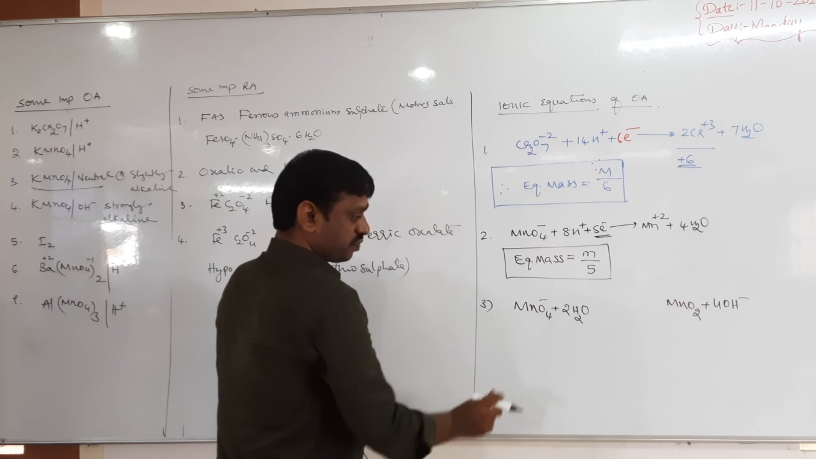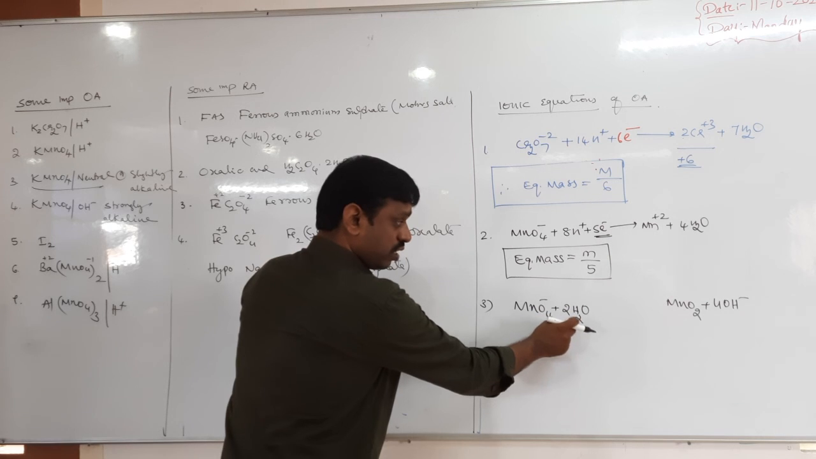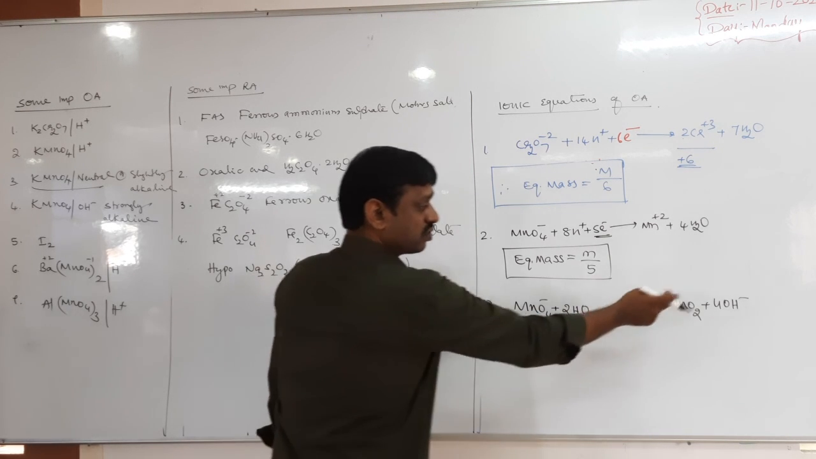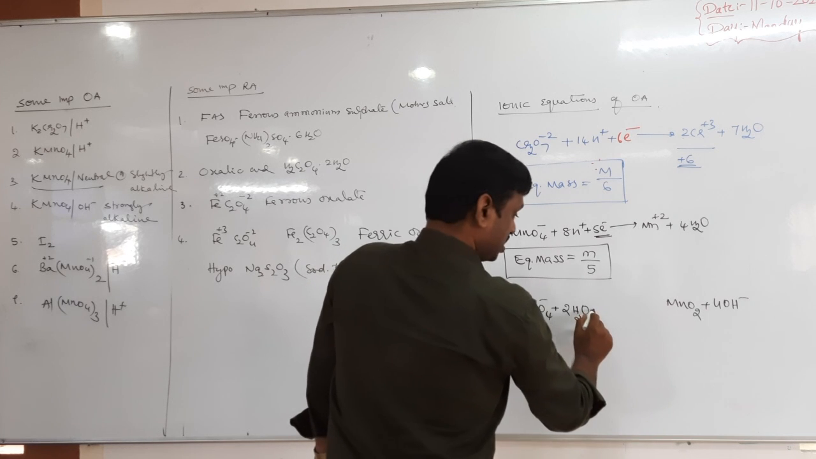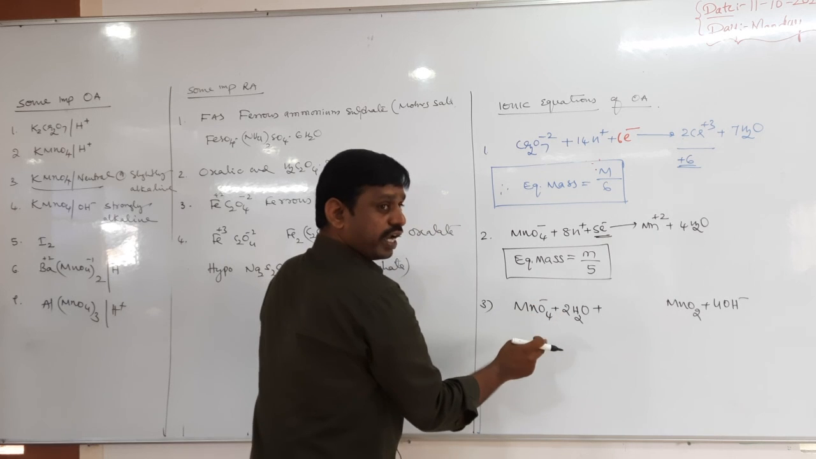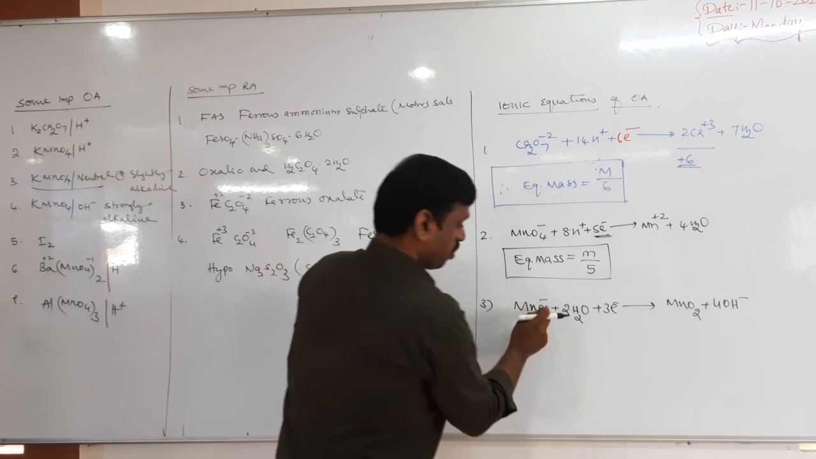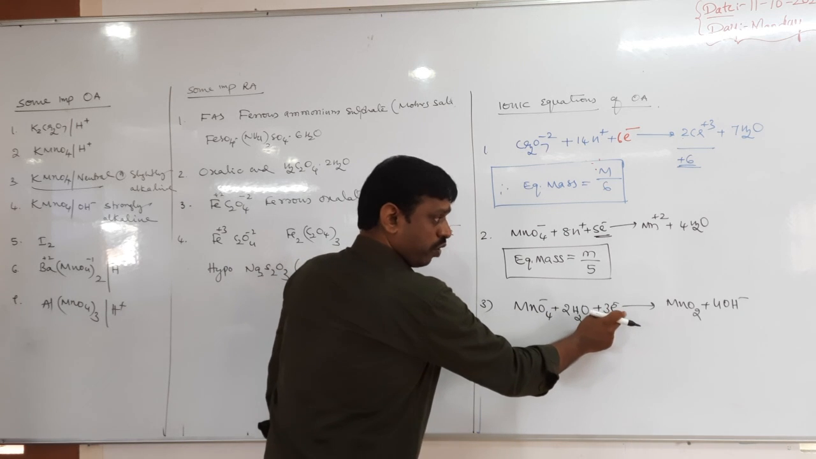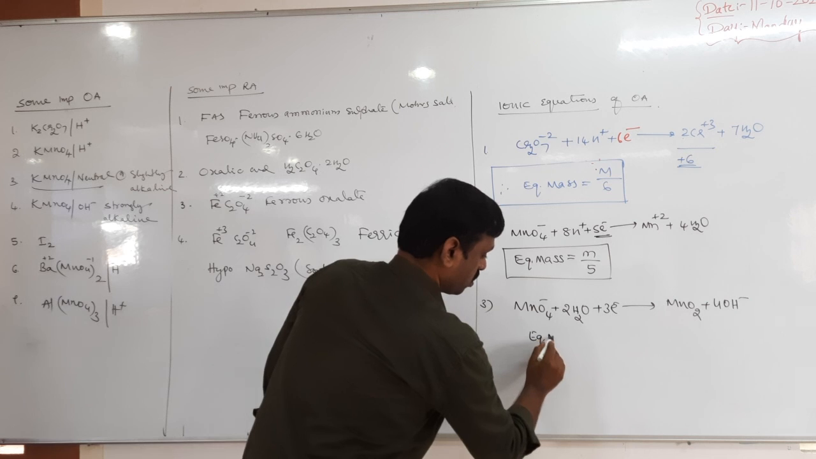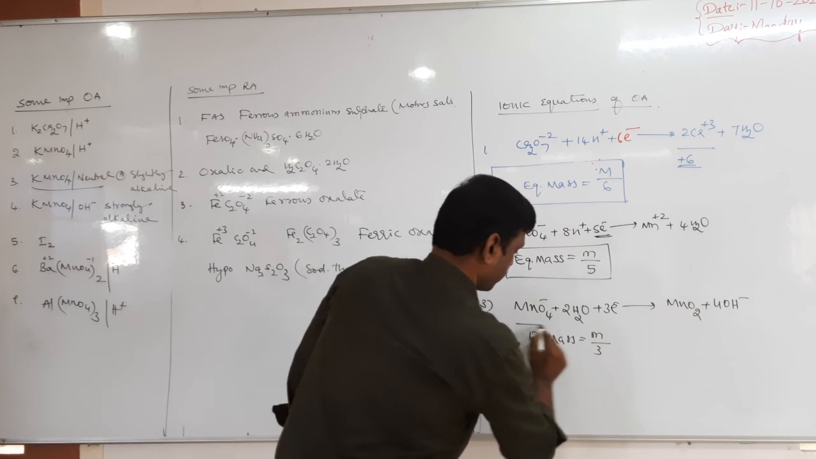Yes or no? 2 times 2 is 4 hydrogens. 4 hydrogens are there, 2 oxygens are there, and take 2 oxygens from here. Now balance. Here 4 negative, here is 1 negative. How many electrons should be added? 3 electrons. So 1 negative plus 3 negative is 4 negative, 4 negative. Therefore what is the equivalent mass? M by 3.